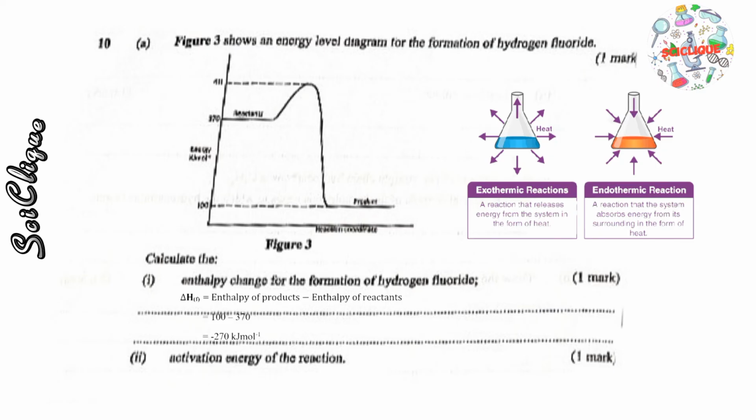Activation energy is simply the amount of energy that is required for the reaction to proceed in order for the reactants to be converted to products. Now, how are we going to obtain the activation energy for this reaction? Simple. We are going to take the 411, which is our value for the activation energy, subtract 370. That gives us our activation energy, which is 41 kilojoules per mole.